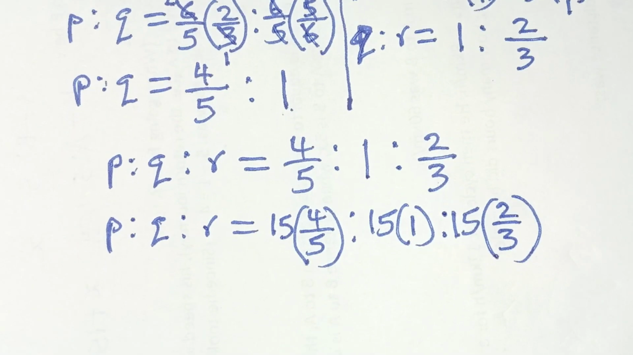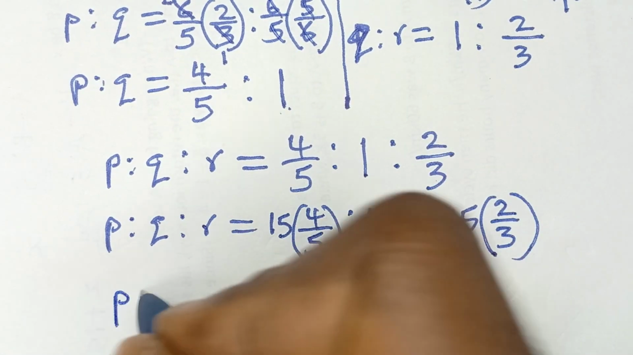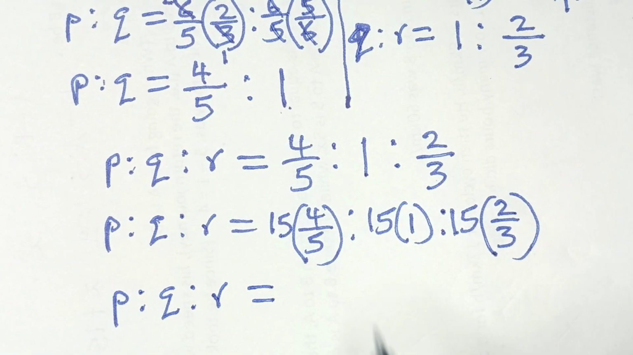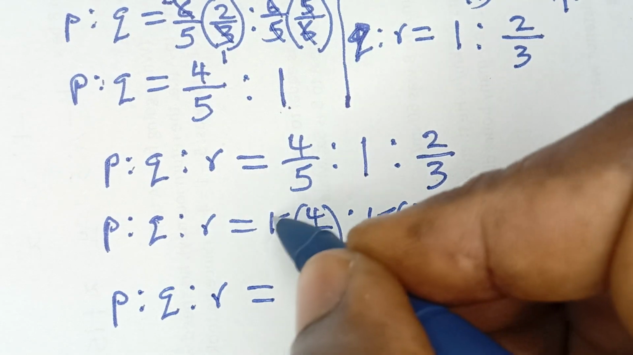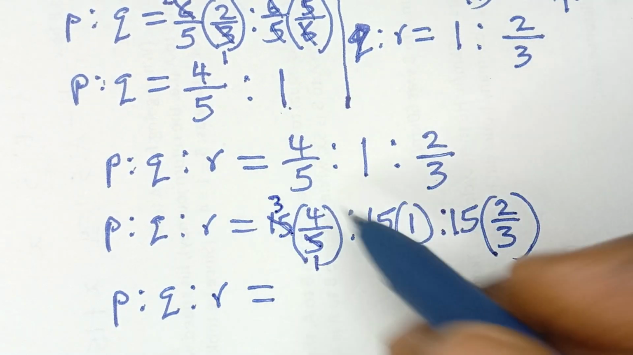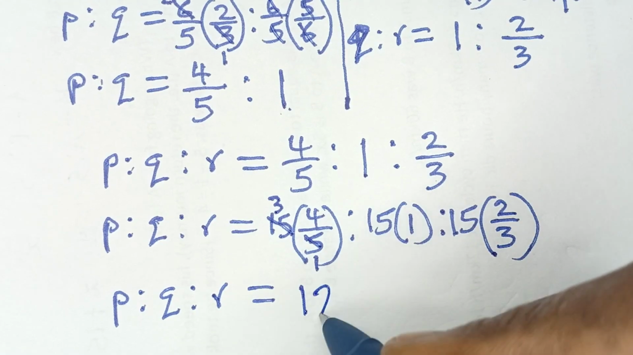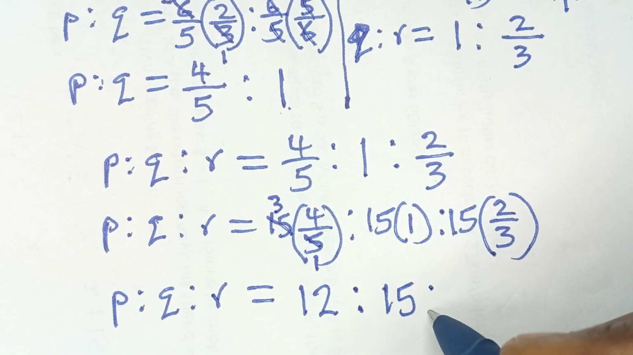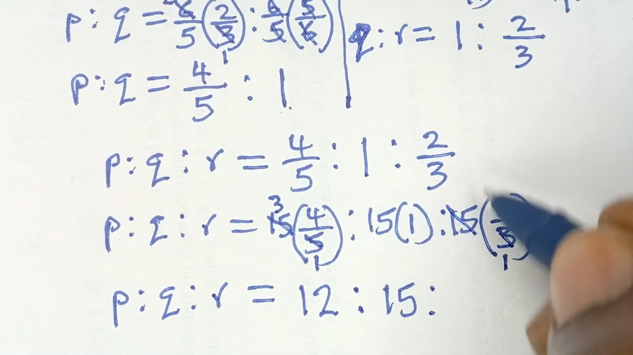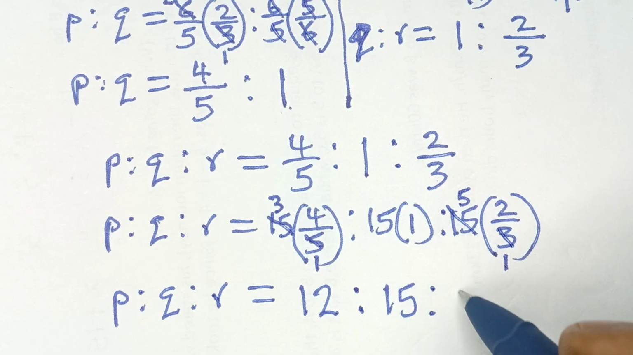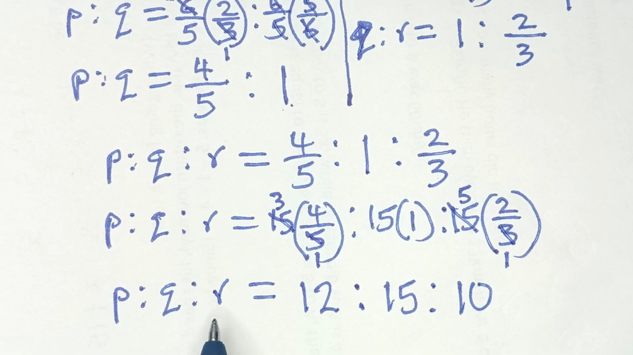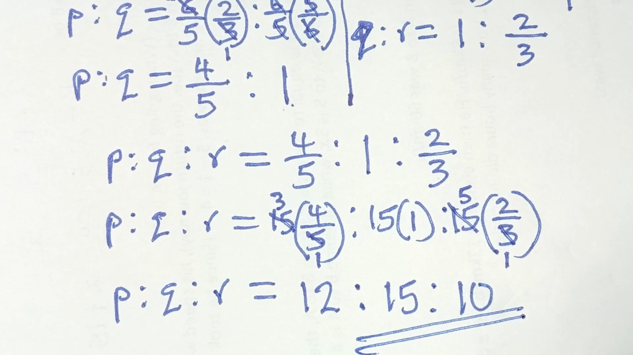So I can now simplify further and say P ratio Q ratio R is equal to 5 here is 1 and 5 in 15 is 3. So 3 multiplied by 4 is 12. Ratio 15 multiplied by 1 is 15. Then ratio 3 here is 1 and 3 in 15 is 5. So 5 multiplied by 2 is 10. So finally, the ratio of P ratio Q ratio R is equal to 12 is to 15 is to 10. And that is the final answer.